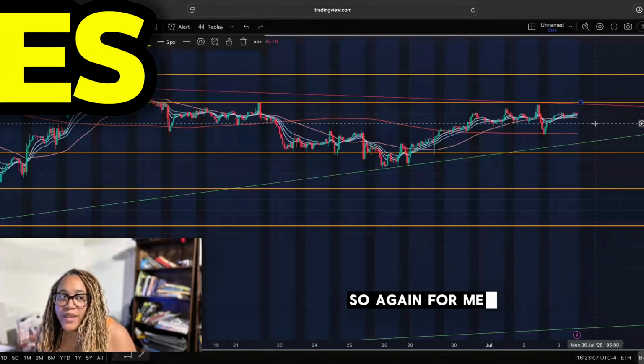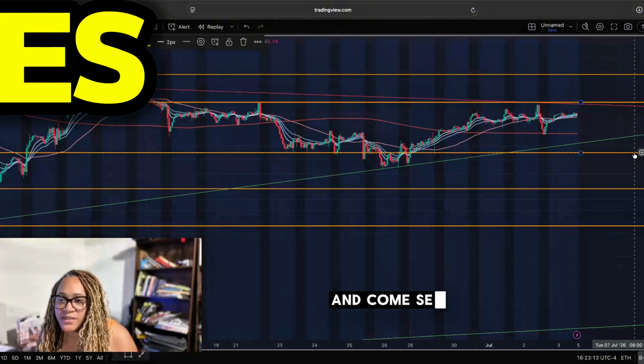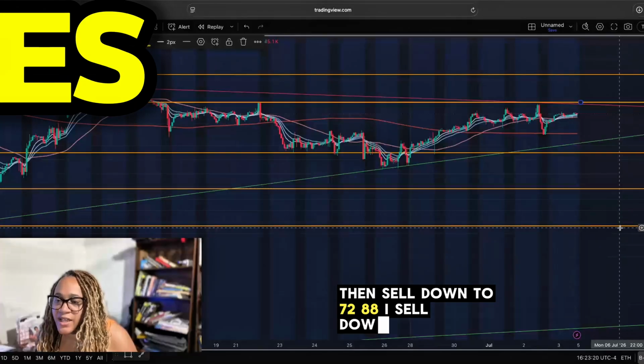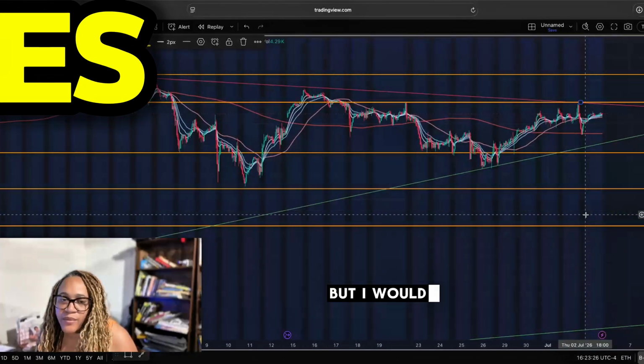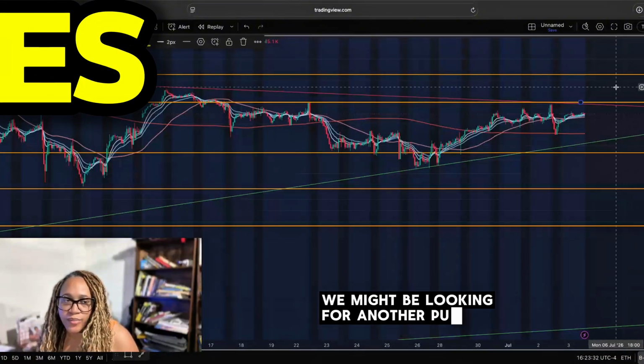So again, for me on this, I would be looking for a sell, bounce off this trend line, slight pullback, and come back down and sell down to 74.16, then sell down to 72.88 and sell down to 71.60. Those are my TPs for this. This might take maybe a week or two, but I wouldn't be surprised if we start to do that if we're not making any higher highs at this time. We might be looking for another pullback.